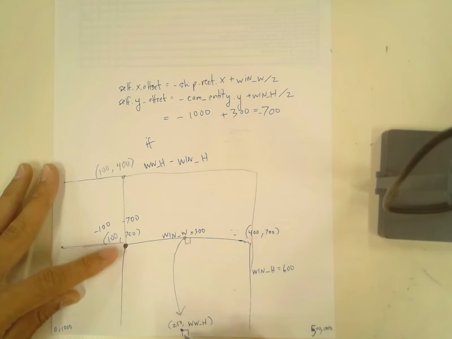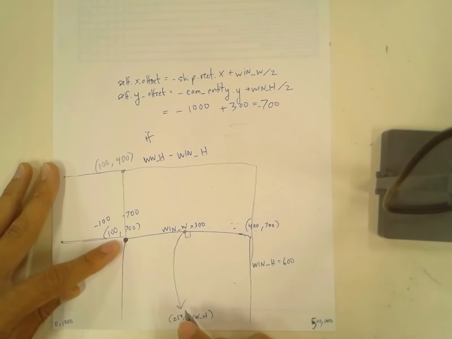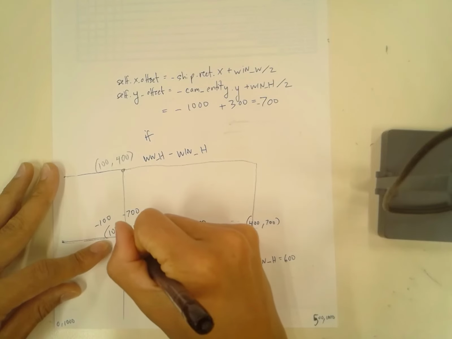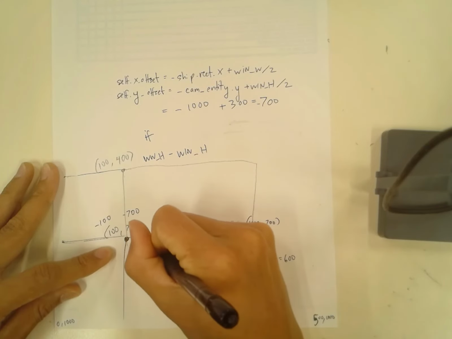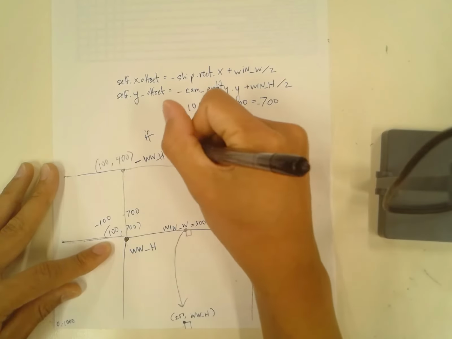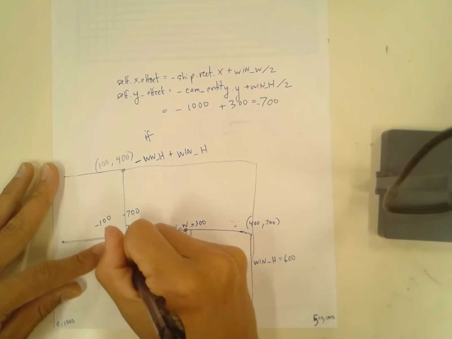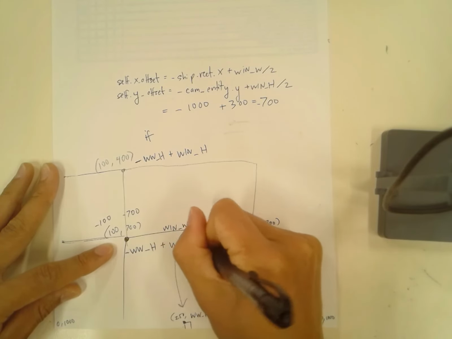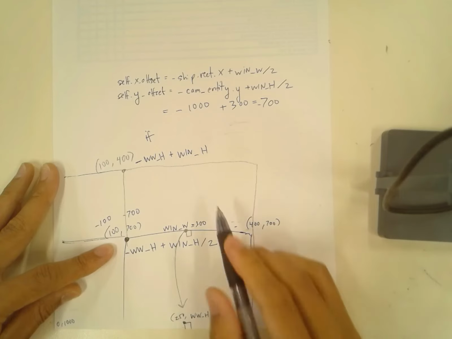and then here, in this situation, the y position, or the y offset, is negative world height plus a positive win height, negative world height here plus win height divided by 2.